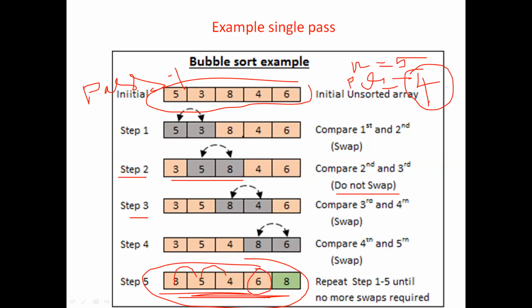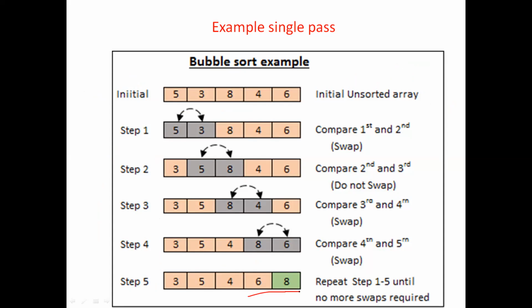And one more thing: when the pass number is increasing, automatically the steps also decrease. Why? Because the rightmost element of the array is automatically sorted as the number of passes increases. At the end of pass 2, 6 and 8 are sorted. At the end of pass 2, automatically two elements will be sorted, placed at the rightmost index of the array.